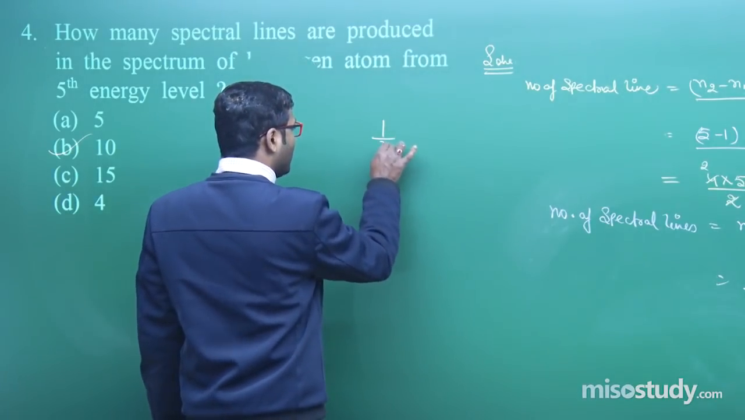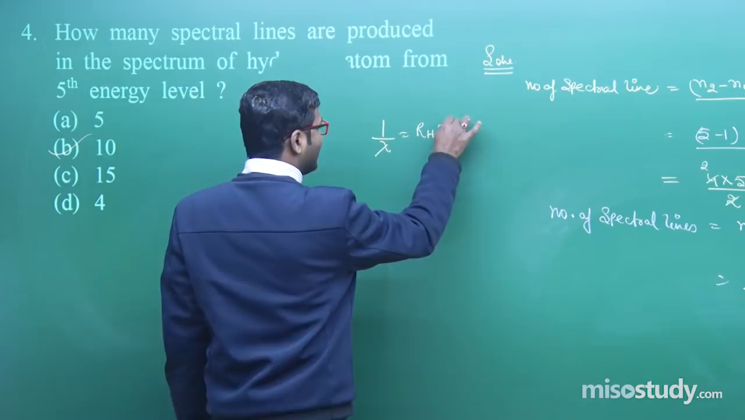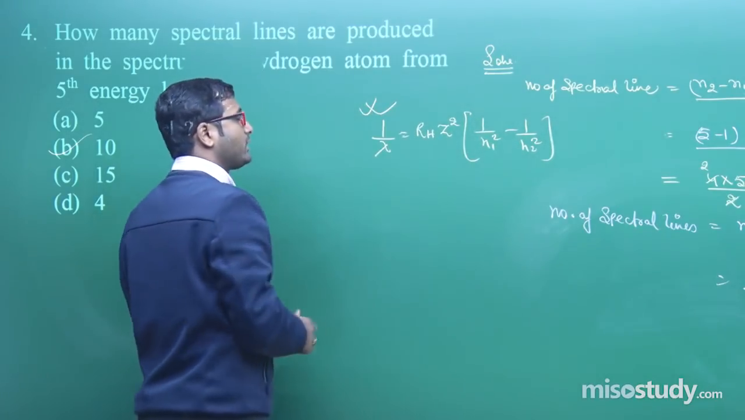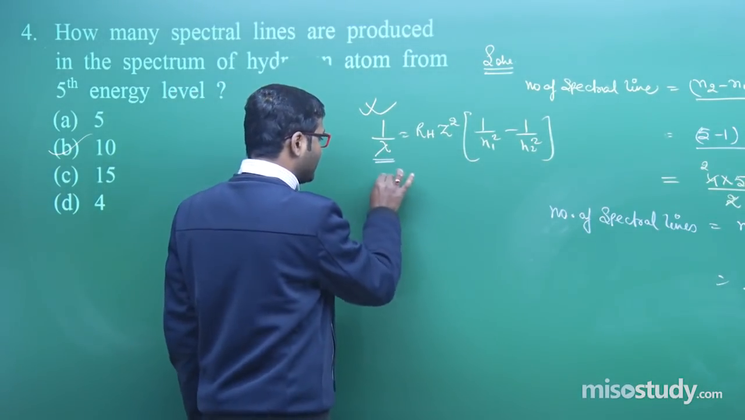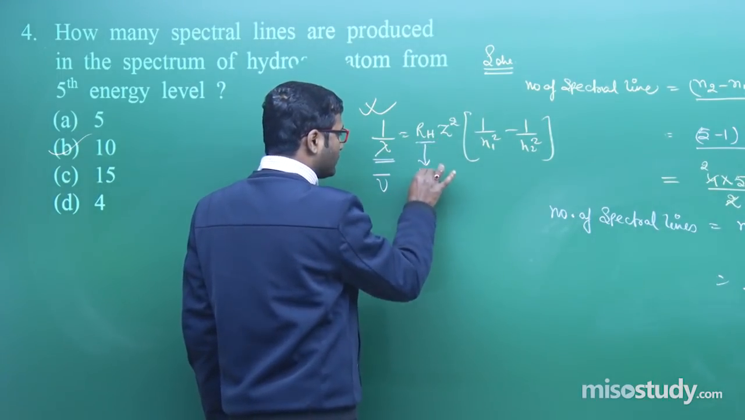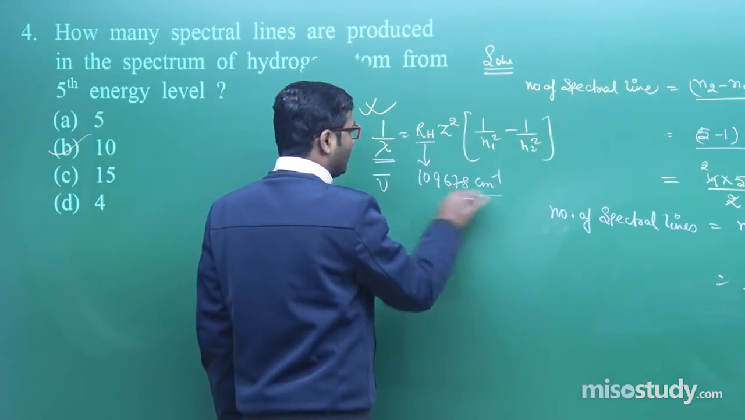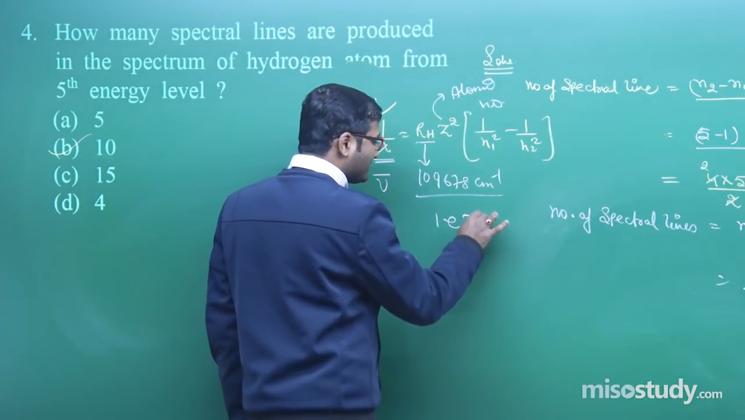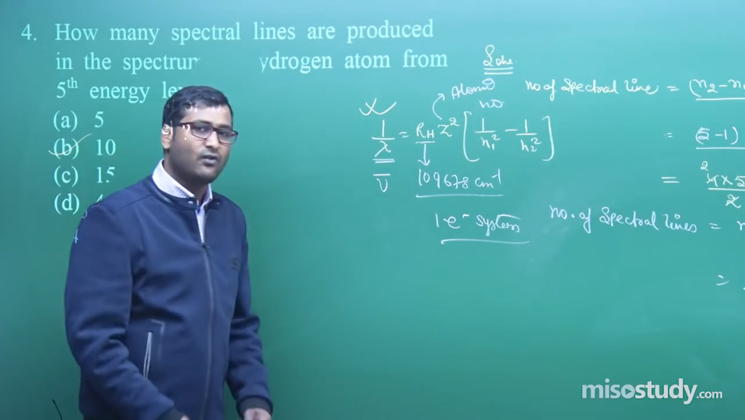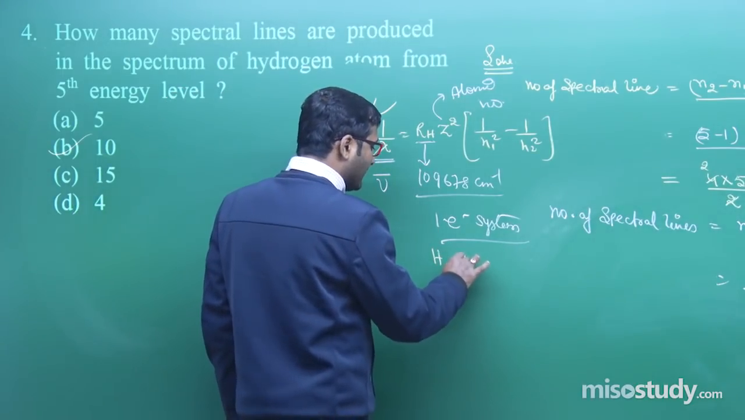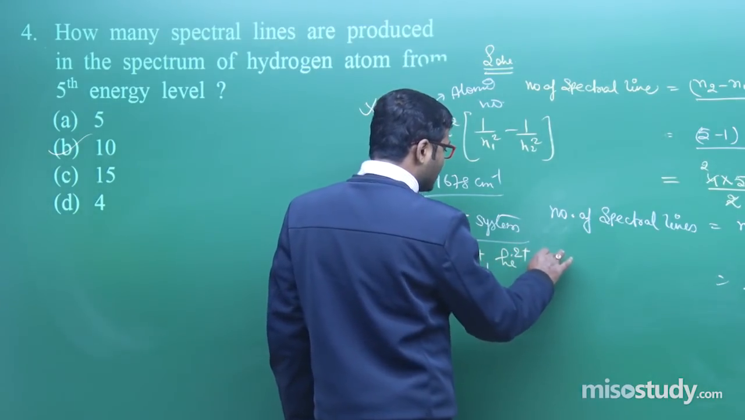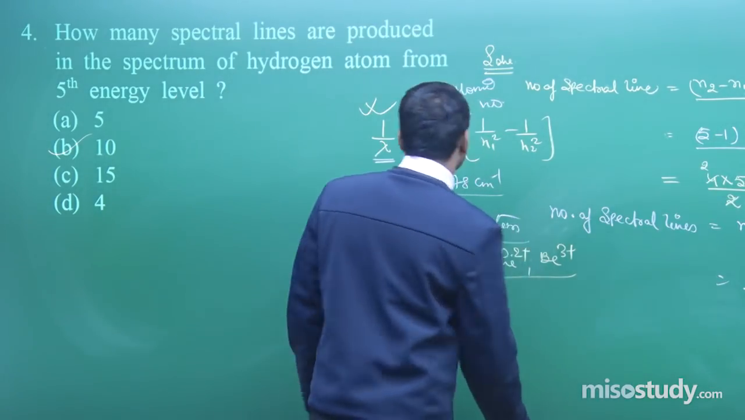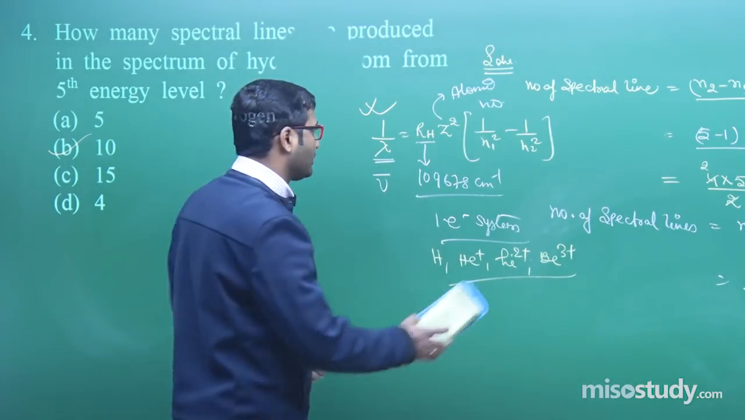And what is the formula? 1 upon lambda is equal to R_H Z square (1 upon n1 square minus 1 upon n2 square). This is one of the most important formulas to find the wavelength. It represents the wave number. R_H is the Rydberg constant, 109678 per centimeter. Z is the atomic number, but this formula is valid for one electron systems. Do you know this? Yes, it is valid for hydrogen, helium plus, lithium 2 plus, beryllium 3 plus, one electron systems. Clear? Yes. Now I'm going to rub and let's move to the next question.